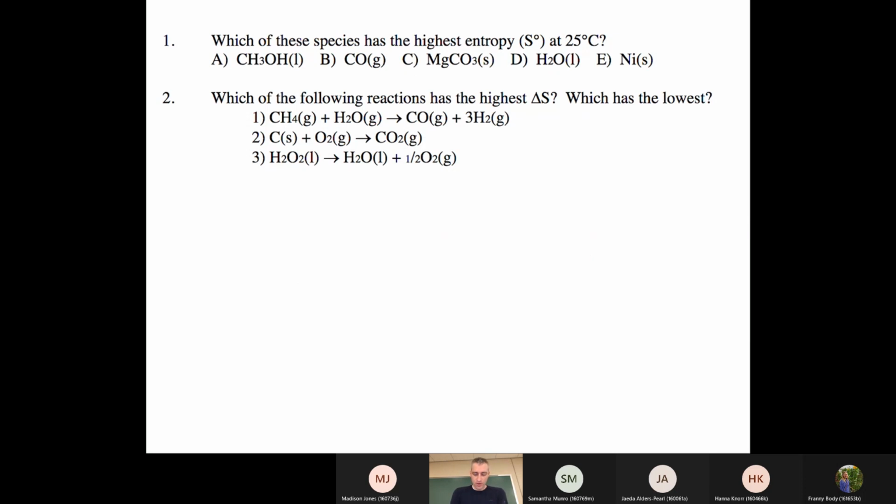Now we're moving into the next chapter where we spent a lot of time talking about entropy, and we looked at standard molar entropies. Question 1: five substances, and it's asking which species is going to have the highest standard molar entropy, S0, at 25 degrees Celsius. We're given methanol, carbon monoxide, magnesium carbonate, water, nickel. Really what you should be looking for here is what phase it is in. You're always going to have a higher standard molar entropy for something that's a gas. So right away, I would pick that one out as the only gas here. Liquids have higher standard molar entropies than solids, but they're a lot closer together than gases. Gases are way higher.